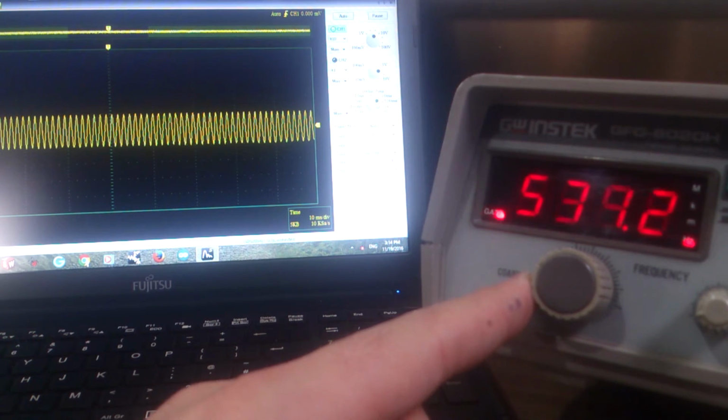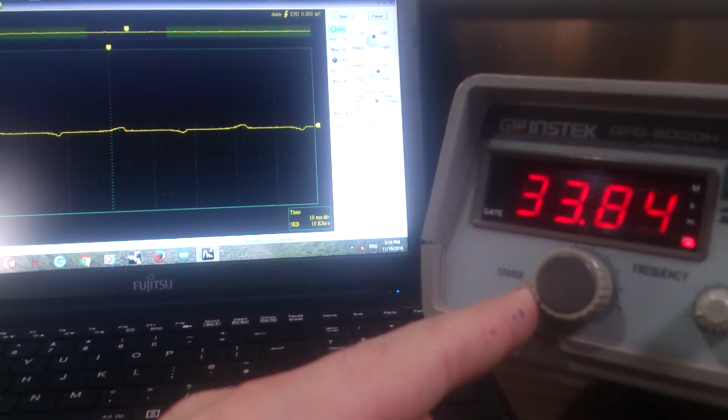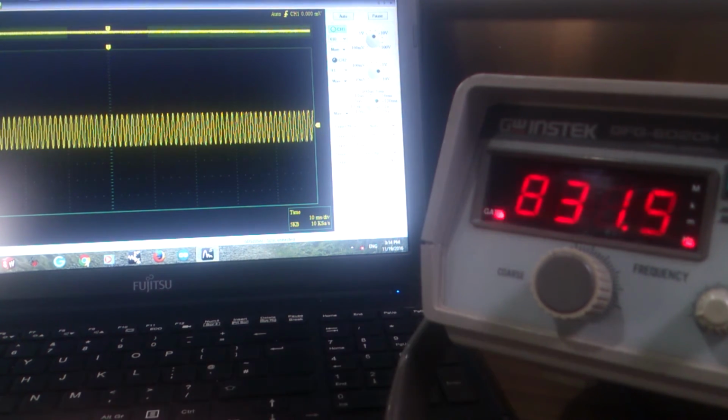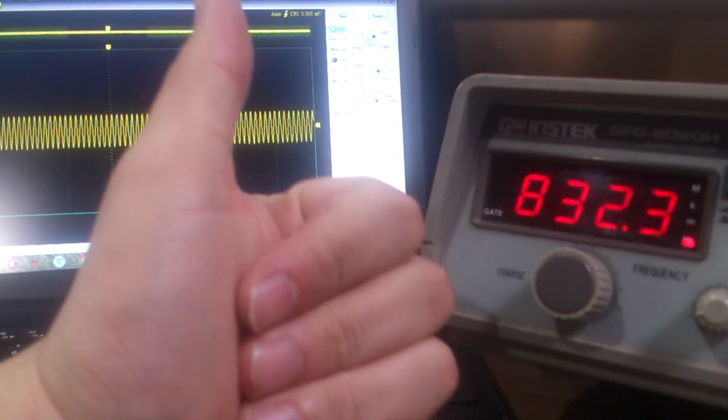So remember that the output of this kind of core has nothing at low frequency, and has a good output at higher frequency. Thank you for watching.